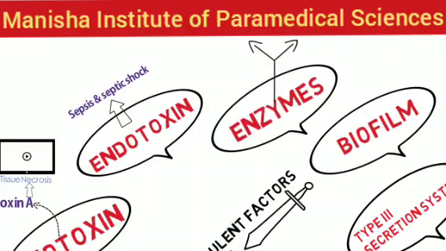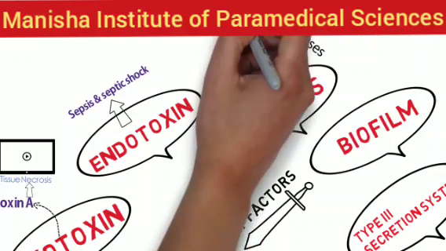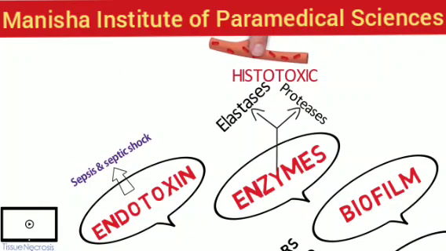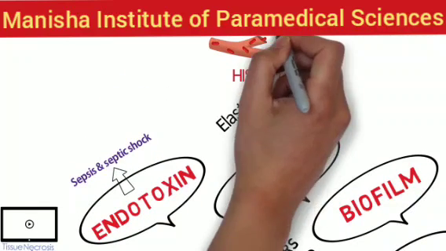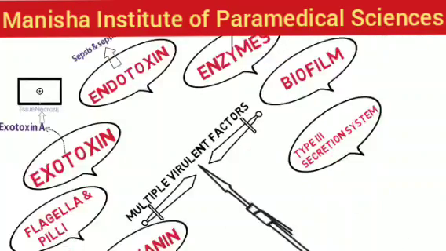Enzymes. It produces elastases and proteases. These elastases and proteases are histotoxic, and these enzymes destroy the body tissue. This destruction and disruption of the body tissue facilitates the organism to get into the bloodstream, and when it gets into the bloodstream, it causes bacteremia and sepsis.